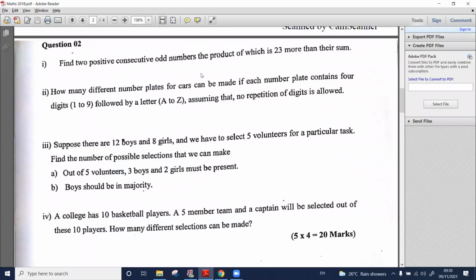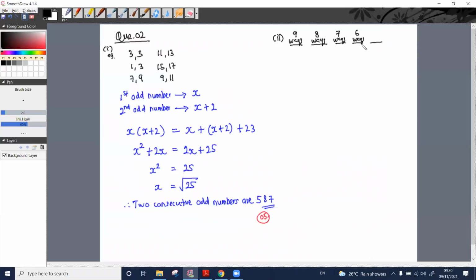How many letters are there in the English alphabet? 26. So we have 26 options to put a letter here. Multiplication or addition? Multiplication.